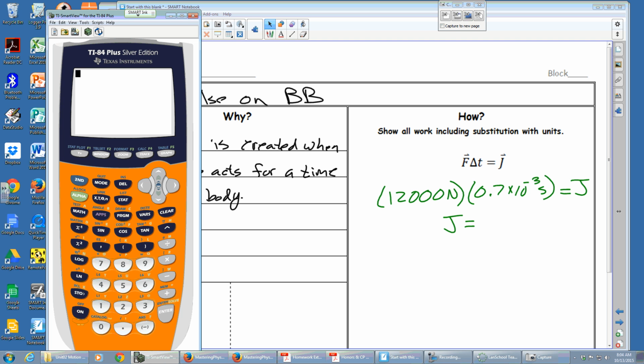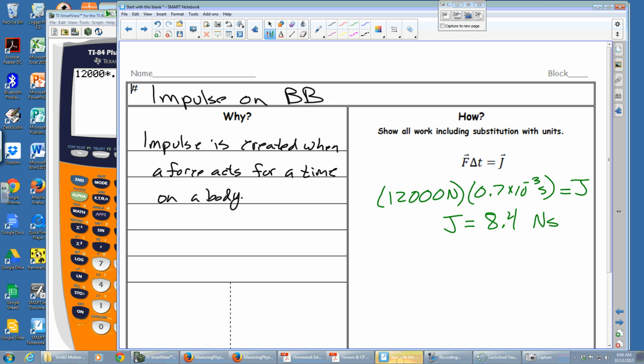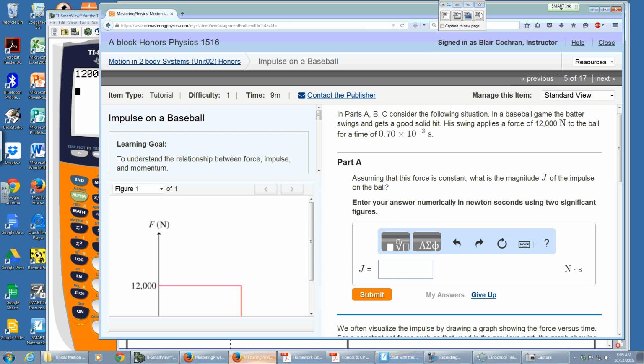Okay, so to do this math, I type the numbers into my calculator, separated by multiplication, and I hit enter, and I get my answer of 8.4. And since I multiplied newtons by seconds, that's newton seconds. All right. Stop me if you have questions. Otherwise, I'll assume you're good.